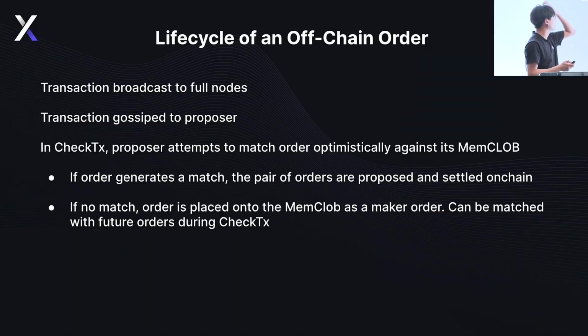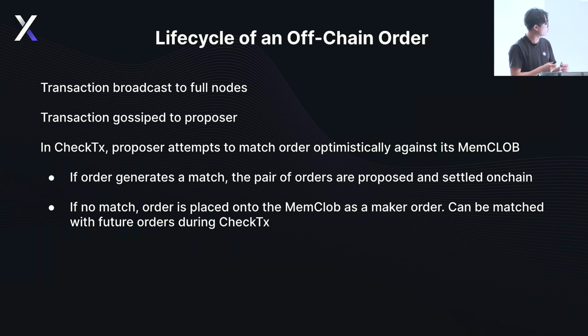Okay. All right. So to put that more concretely, let's talk about the life cycle of an off-chain order. The transaction gets broadcast to full nodes, just like any other transaction to the network. The transaction gets gossiped to the proposer. On the proposer in check.tx, the proposer just attempts to match the order optimistically against its memclob state. If this generates a match, then this pair of orders, both the taker and the maker, are attached in the block and proposed on-chain. And the on-chain state just processes that deterministically and settles it with all the balance changes and everything.